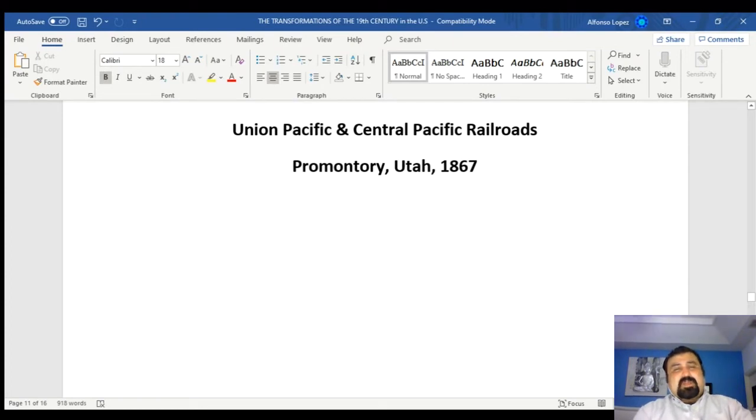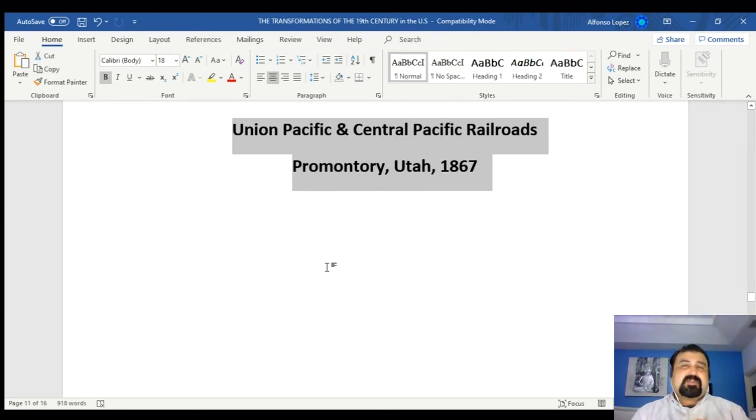So as I mentioned a moment ago, the Union Pacific and Central Pacific railroads are going to meet in Utah, in the territory of Utah, in a town called Promontory.